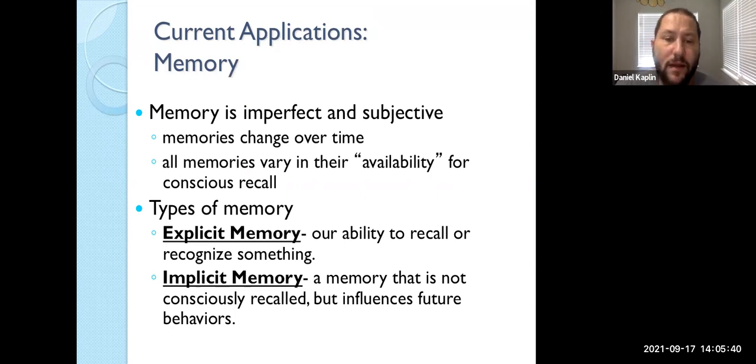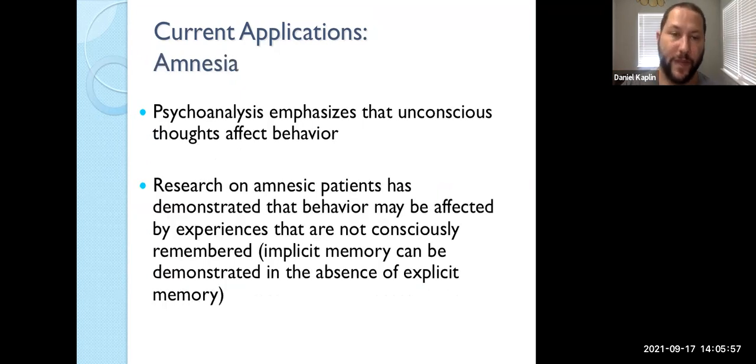He's right about that. And we talk about things like explicit and implicit memory. So explicit memory is our ability to recall or recognize something. Implicit memory is more like a memory that's not consciously recalled, but could influence future behavior.